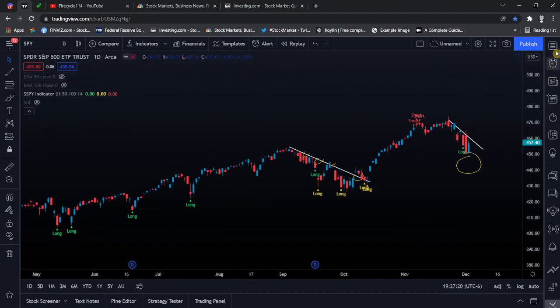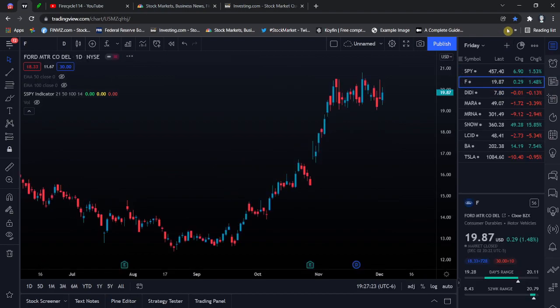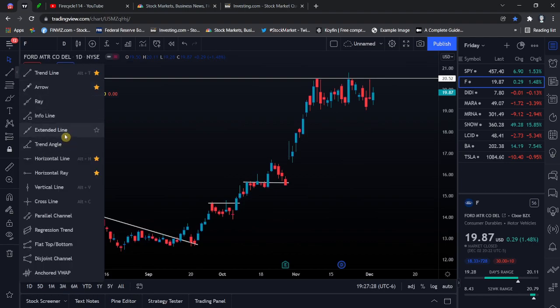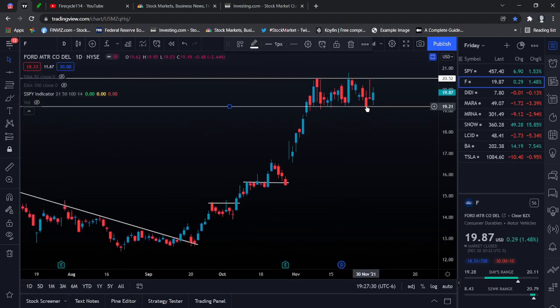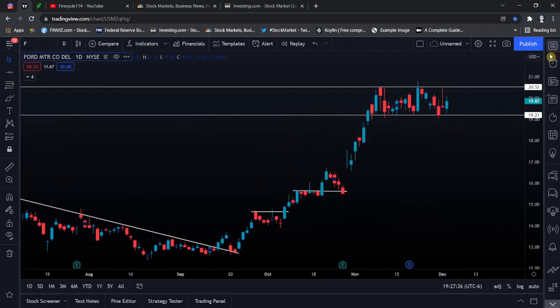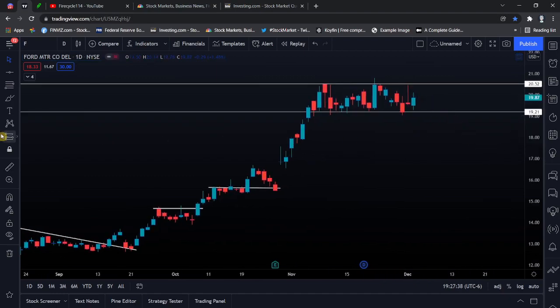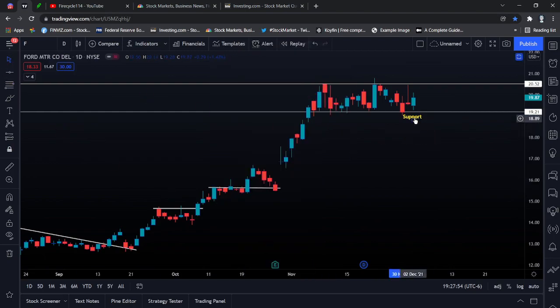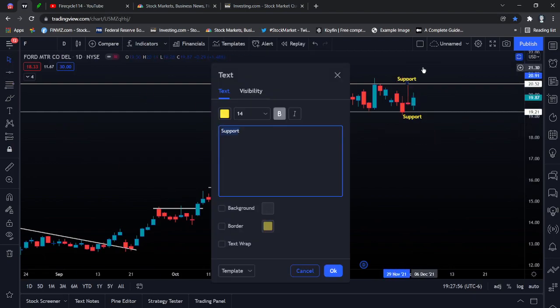Let's close this out. The next stock on the watch list, or the first one, is Ford. So we're taking a look at Ford, and Ford looks very, very nice. As you guys can see, Ford is trading in a channel. We have the support around 19.21, and then we have the resistance at 20.52. Now let's set our levels. So this is our support for Ford, and this is going to be our resistance.